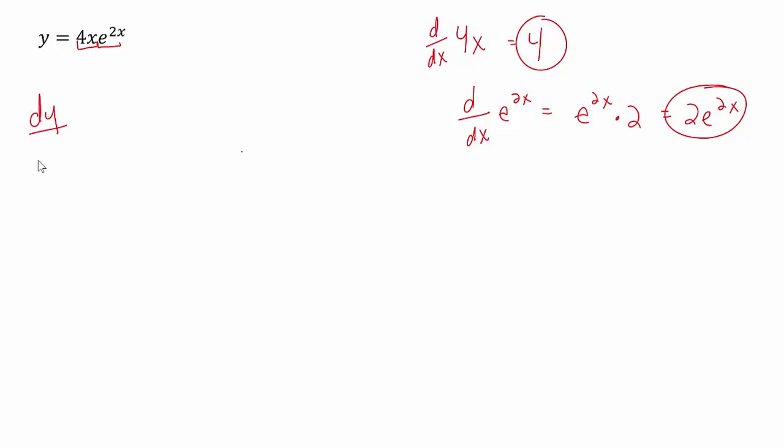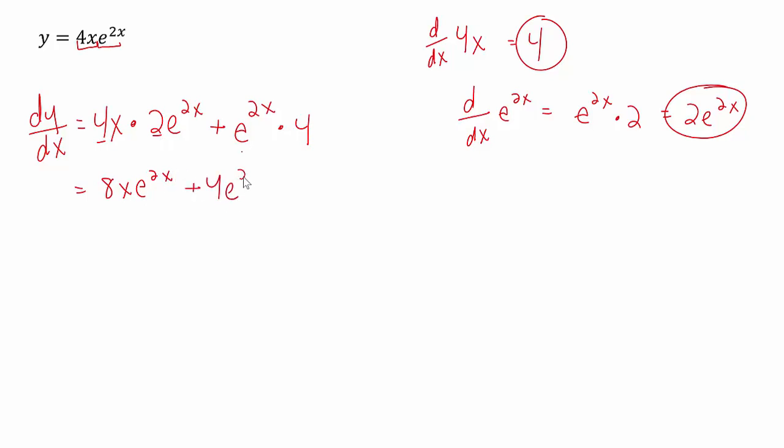So the derivative of this is going to be first times the derivative of the second. Make sure you're using the right derivative. That's this one down here, which is going to be 2e^(2x), plus the second times the derivative of the first, which we found to be 4. I can do a little bit of math with this. I'm going to do 4 times 2 is 8x e^(2x). And then I'm going to rewrite this as 4e^(2x).